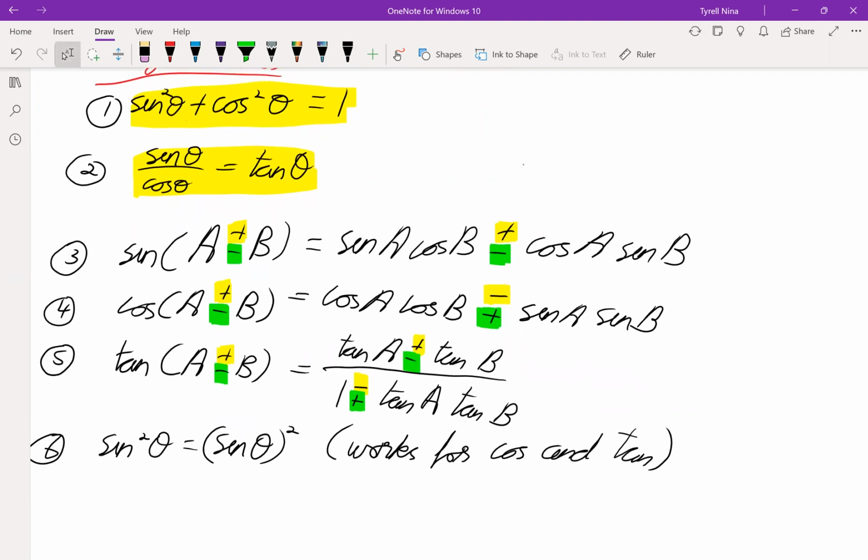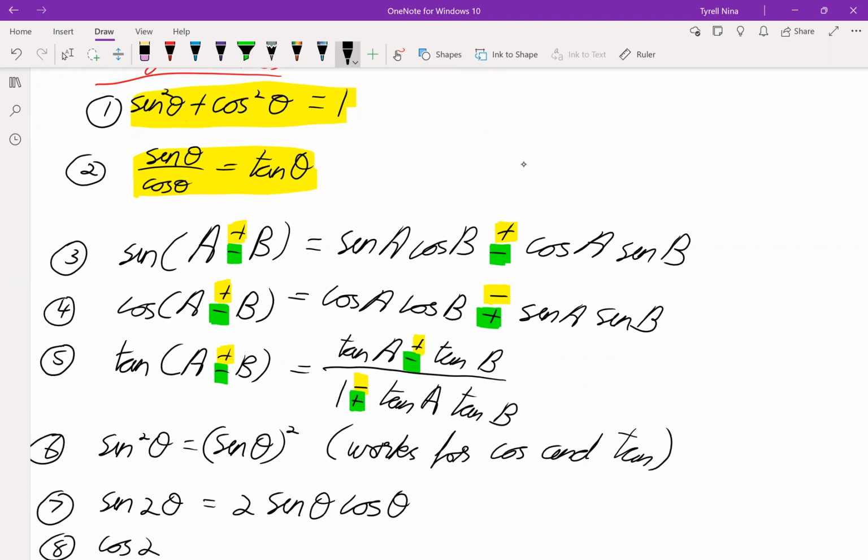All right, another one. So these are the double angle formulae. 7. Sine 2 theta is 2 sine theta cos theta. 8. Cos 2 theta is cos squared theta minus sine squared theta.